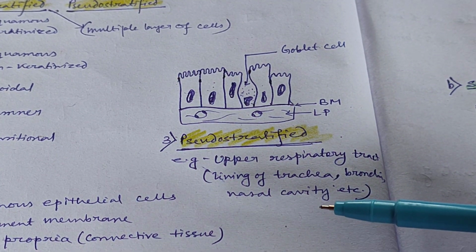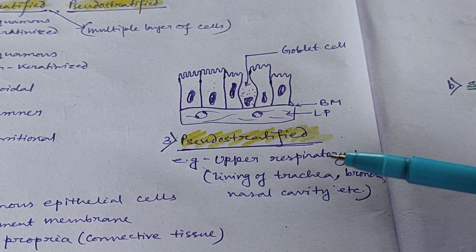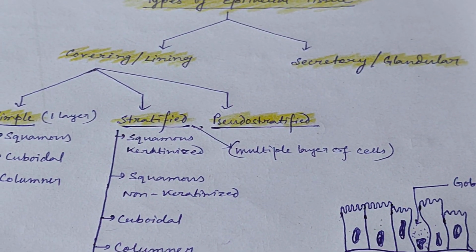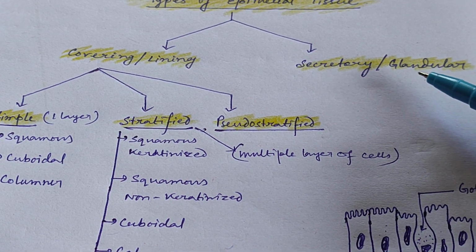So this is all about all the types of covering or lining types of epithelial tissue, and in our next video we will cover the secretory or glandular type.